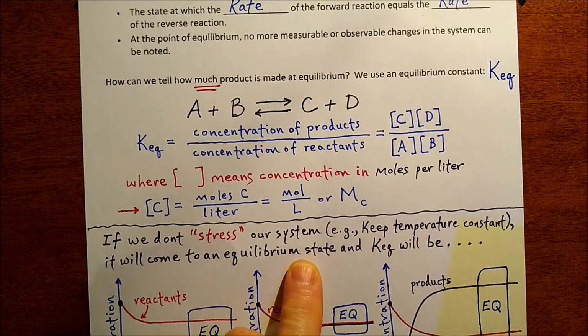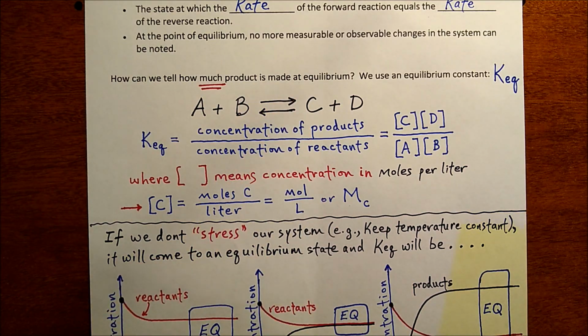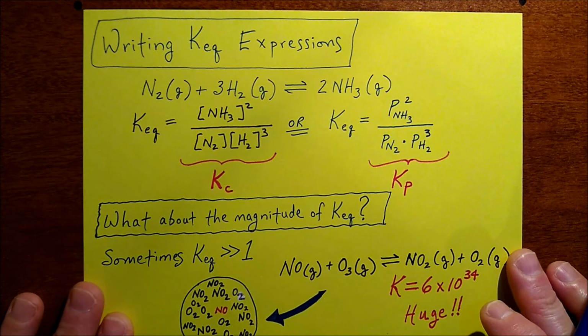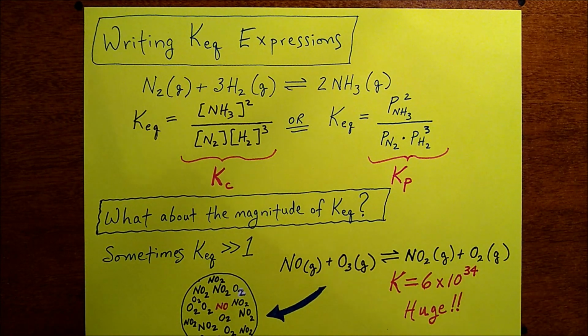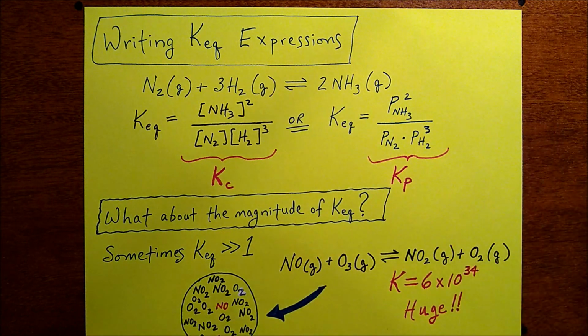Since I've given you this generic expression here for K, let's talk about a few specific examples. What does it mean? How do we write these expressions? So let's take this process here. Every general chemistry textbook uses this particular equilibrium. It's called the Haber process.